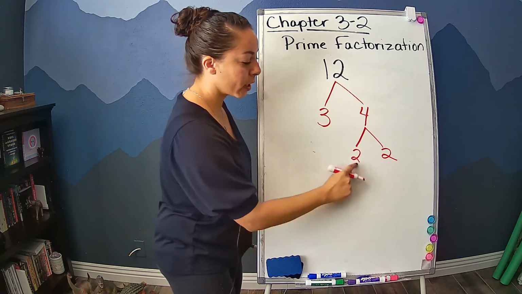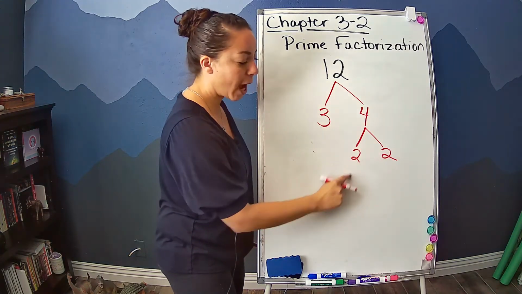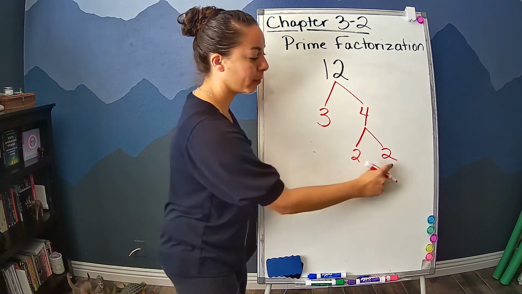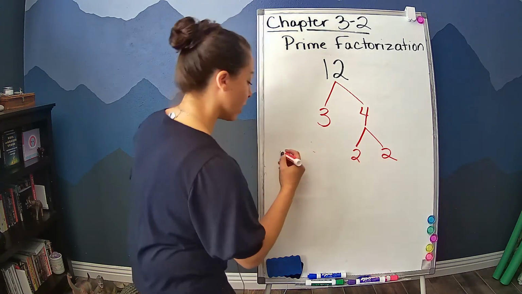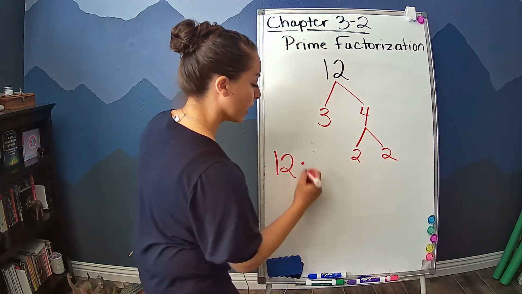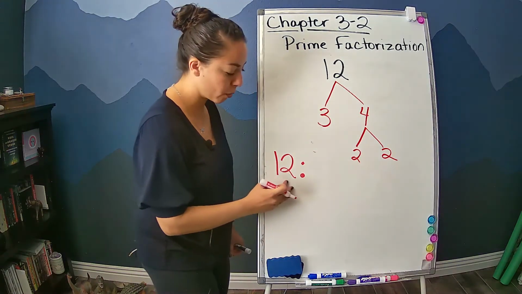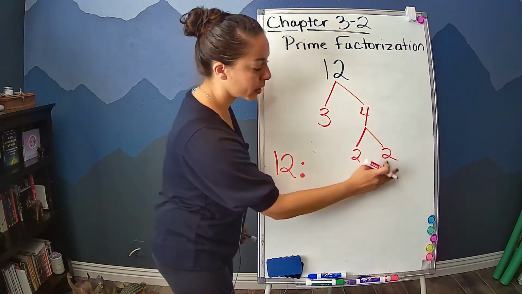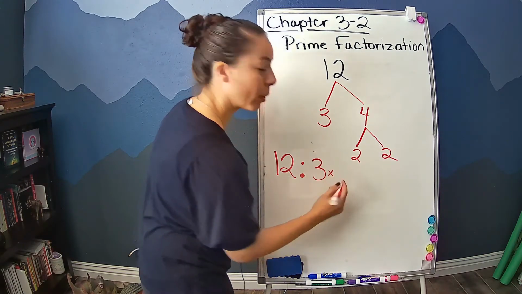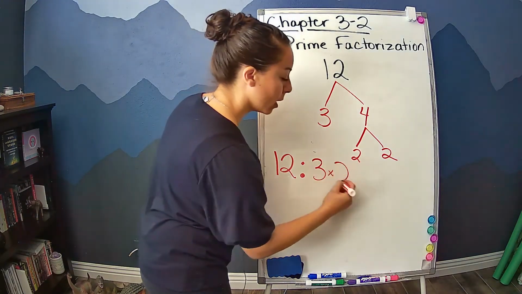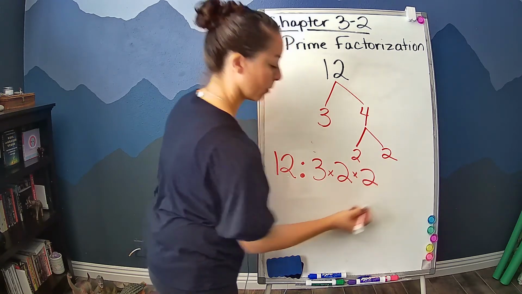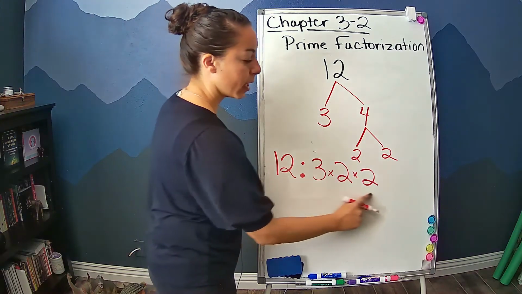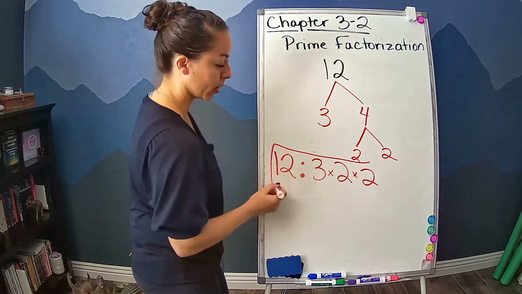So now that we have done this, let me repeat myself, I cannot do any more factorization with these two numbers. These are all prime numbers. So I am done. I'm going to write the prime factorization of 12, and this is how you write it. You would write 12 with a little colon here, and then you write all these numbers down: 3, and remember we put a multiplication between them, 3 times 2 times 2. This is your prime factorization right here.